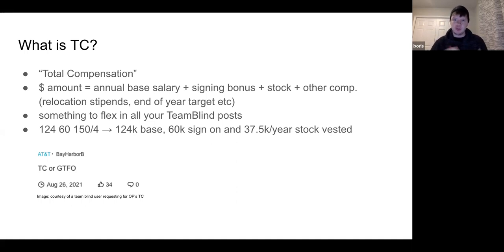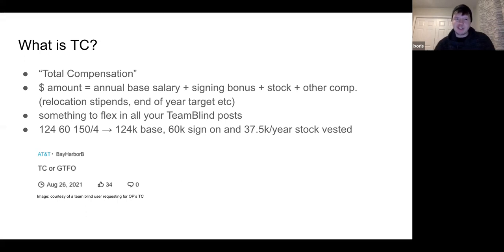You earn stock as you stay with the company, and you can liquidate it for cash, or you can keep it. There's also other compensation that is sometimes included, like relocation stipends. They're usually added to the signing bonus. And TC is usually counted in USD.